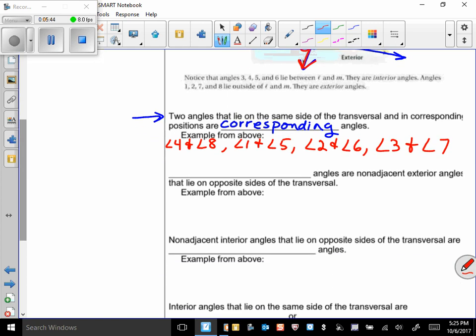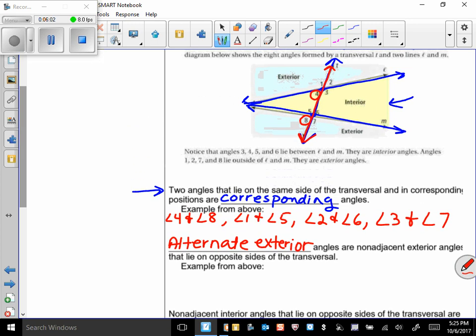All right, what if we have non-adjacent exterior angles that lie on opposite sides of the transversal? We call those alternate exterior angles. In our diagram above, alternate exterior angles would be angle 1 and angle 7, on different sides of the transversal, and also angle 2 and angle 8.